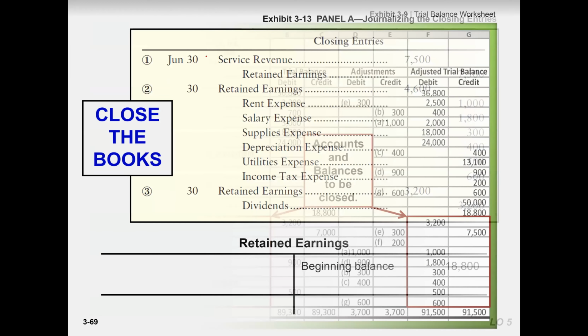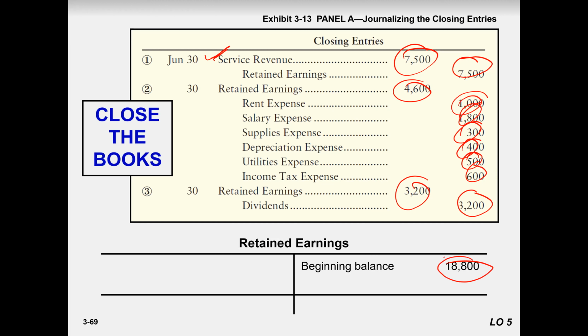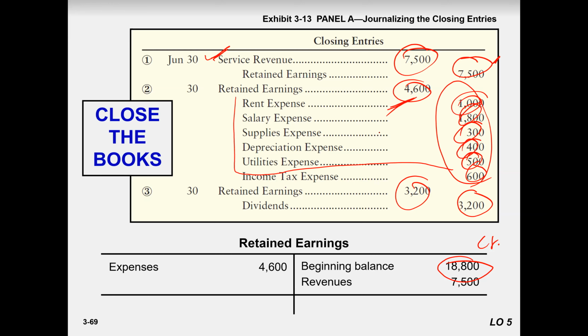So what is the entry? Service revenue to retained earning. Retained earning to all expenses. And at the end, retained earning to dividend. So when we close it down, the retained earning beginning balance is 1,800. Revenue is coming from here at the credit side, and on the debit side all the expenses. See, all the expenses are 4,600. 4,600 is here, and the last one is dividend.